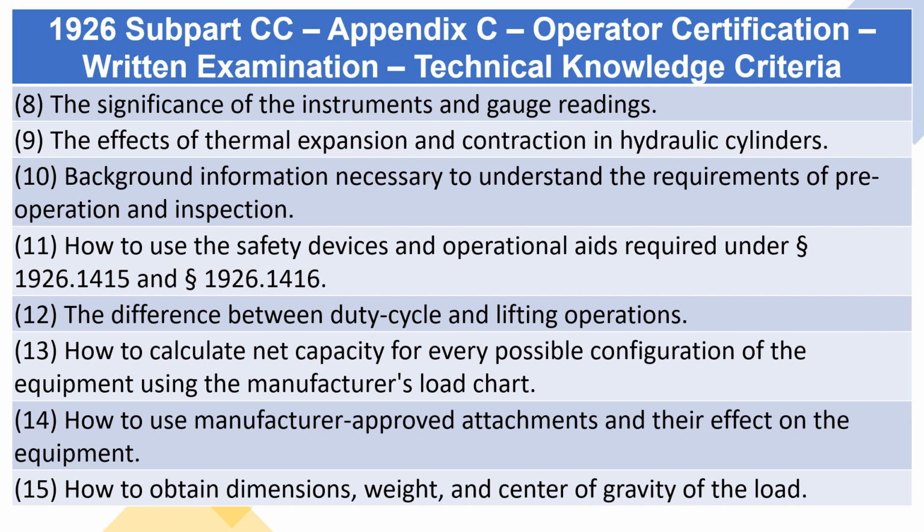How to use the safety devices and operational aids required under Section 1926.1415 and Section 1926.1416. The difference between duty cycle and lifting operations. How to calculate net capacity for every possible configuration of the equipment using the manufacturer's load chart. How to use manufacturer-approved attachments and their effect on the equipment. How to obtain dimensions, weight, and center of gravity of the load.